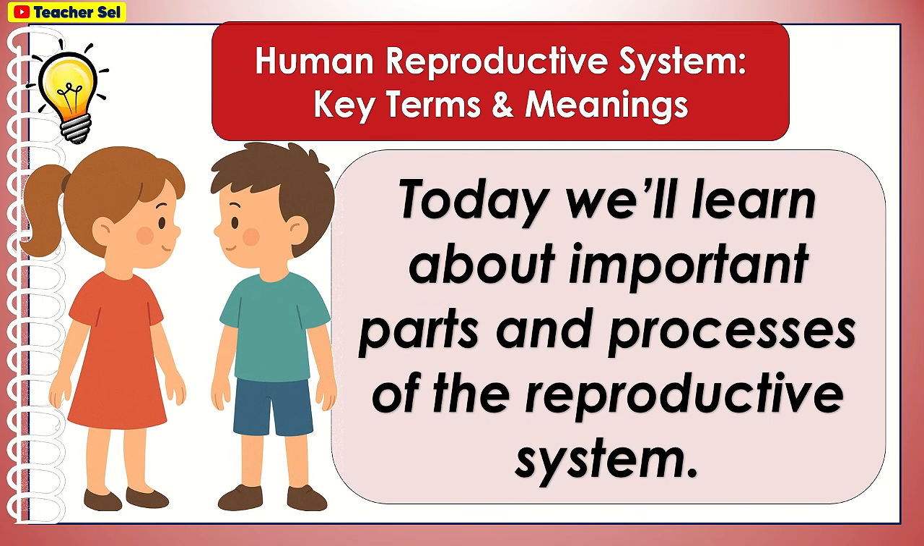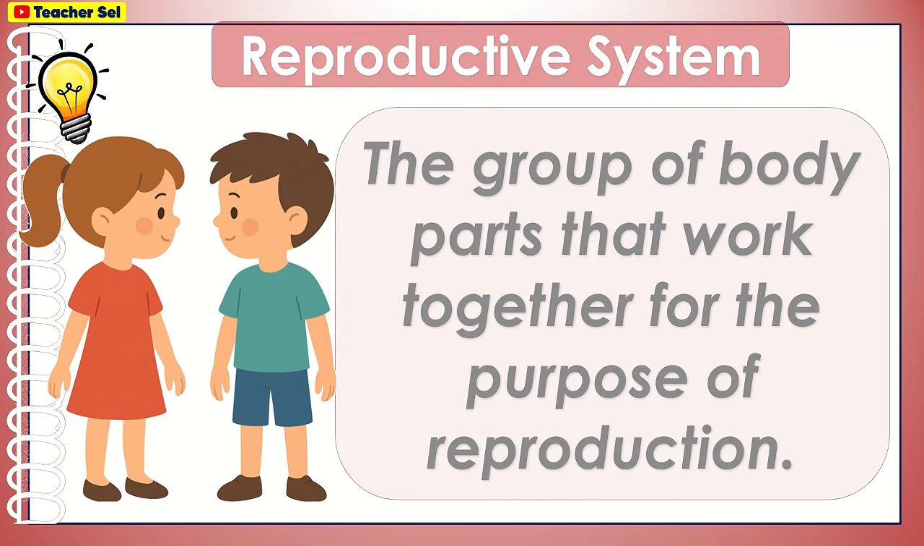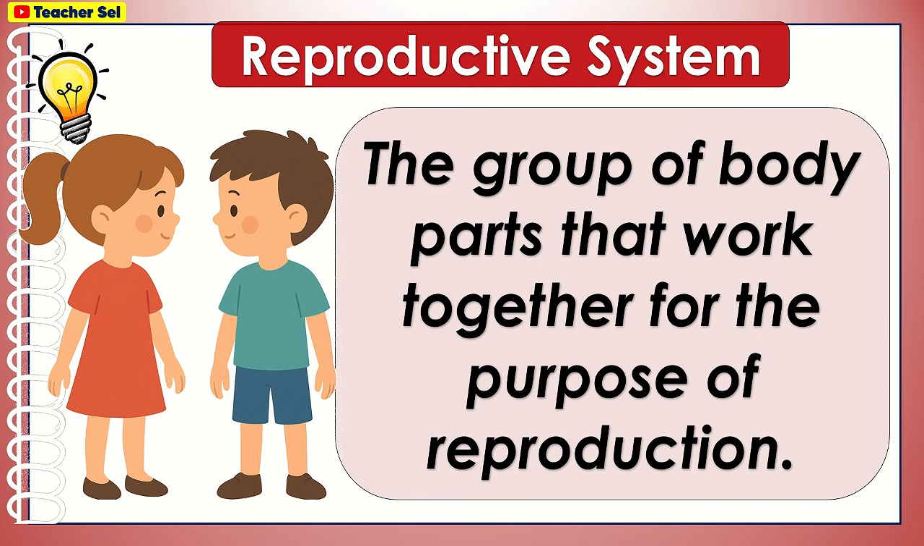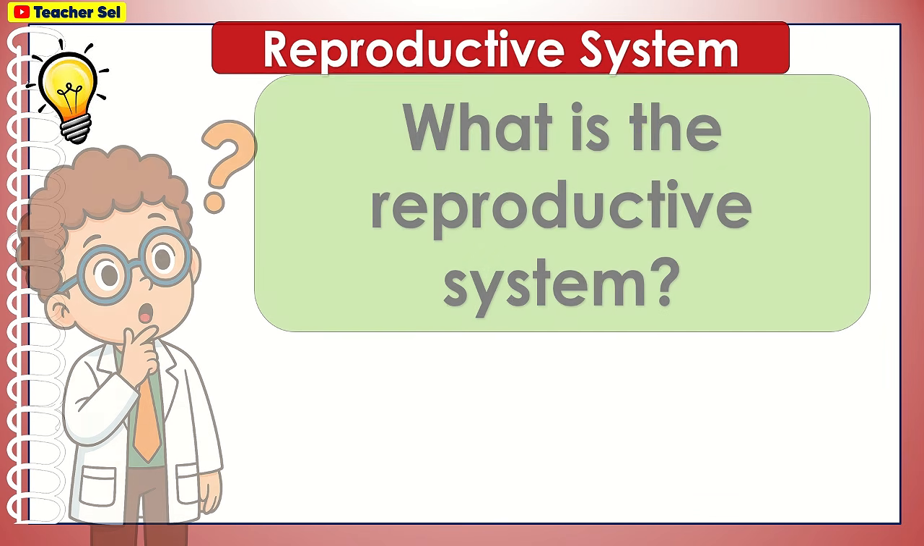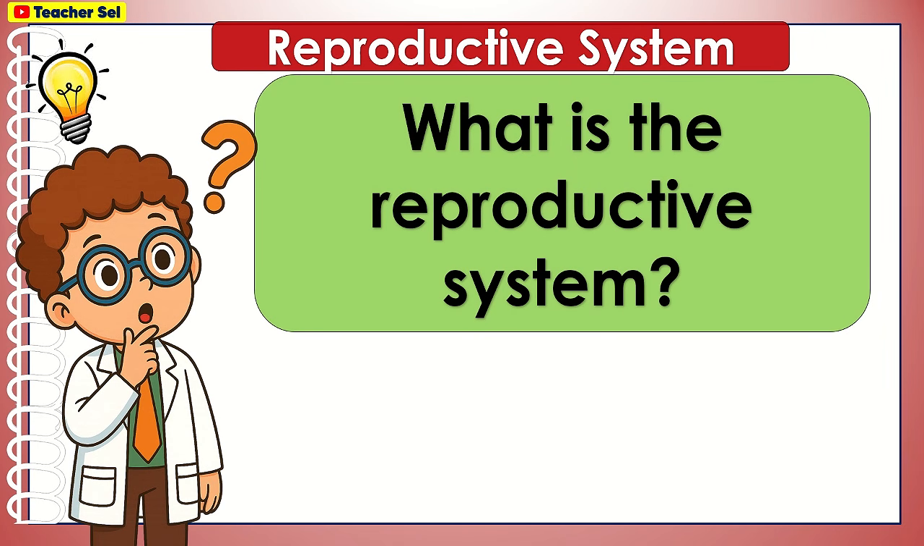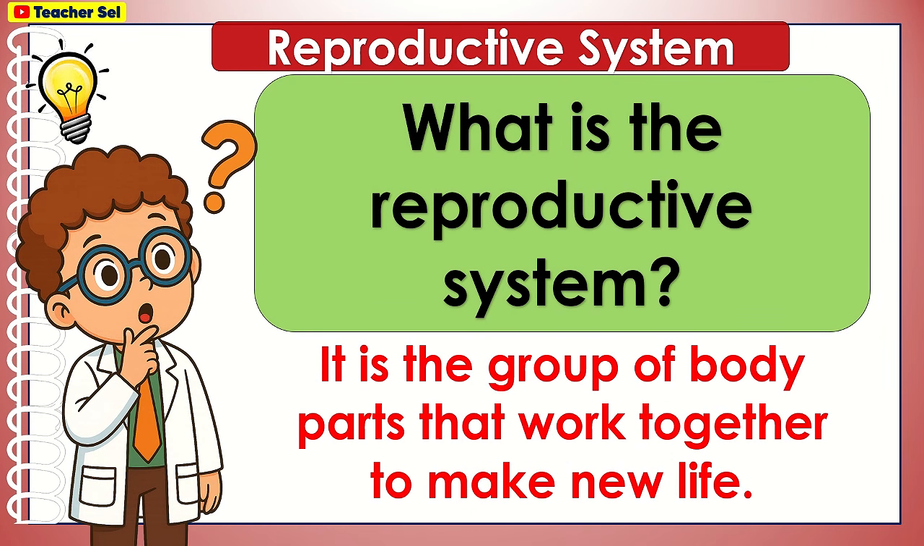Human reproductive system, key terms and meanings. Today, we'll learn about important parts and processes of the reproductive system. Reproductive system, the group of body parts that work together for the purpose of reproduction. What is the reproductive system? It is the group of body parts that work together to make new life.